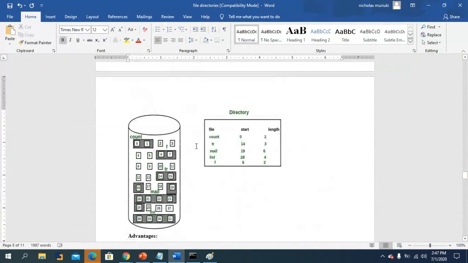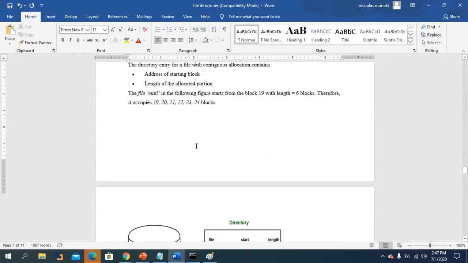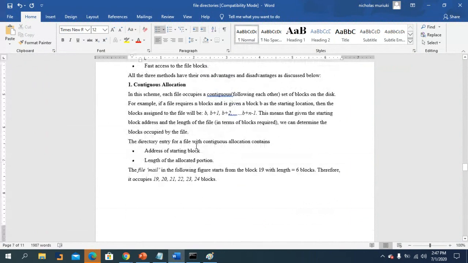That's why if you look at this diagram that we are having here, we are saying the scheme is a contiguous set of blocks on the disk. For example, if a file requires n blocks and it's given a block B as a starting location, then the blocks assigned to the file will be B, B plus 1, B plus 2, up to B plus n minus 1. So in this case, we can understand that this file is able to create some contiguous allocation of these files, and this contiguous allocation is what is complicating the allocation.